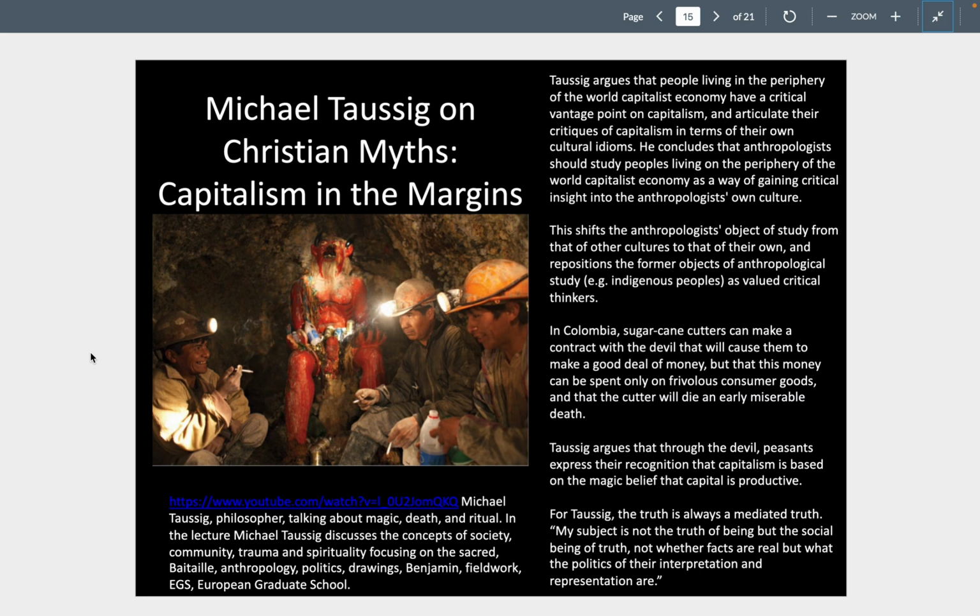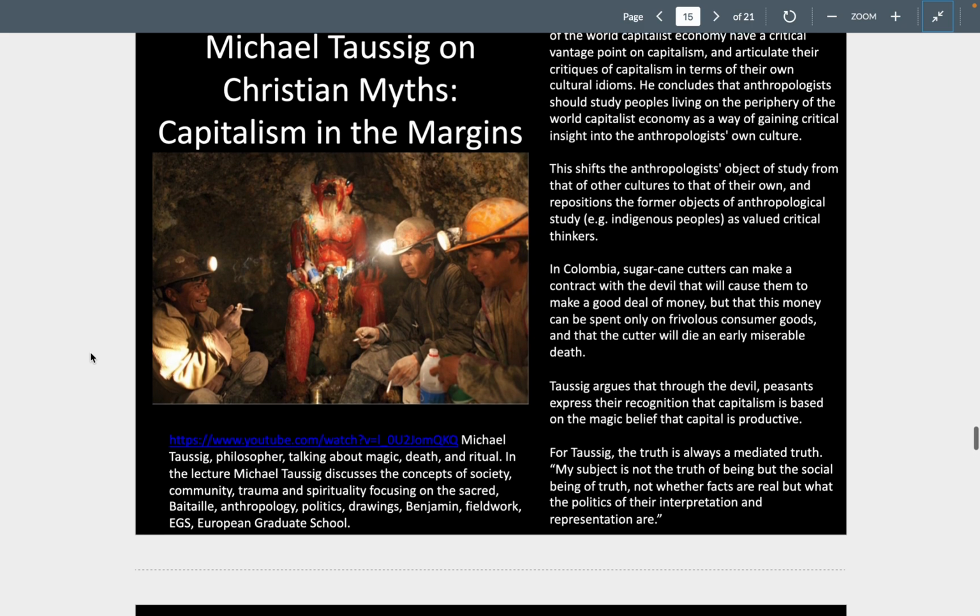So notice with the sugarcane cutter's story, even though you're working at the bottom rung of capitalism, not making very much money, being kind of taken advantage of, that is still better than making a deal with the devil to have riches. And so notice how it's a story that is kind of codifying the acceptance of capitalism as not one simply based on economics, but also a type of religious belief as well.